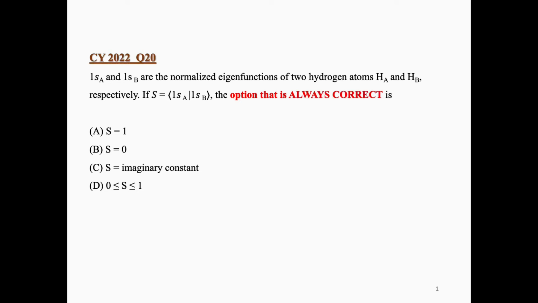In this video, we will be discussing question number 20 from Chemistry GATE Exam 2022. The question is, 1sa and 1sb are the normalized eigenfunctions of two hydrogen atoms Ha and Hb respectively. If S equals the bracket ⟨1sa|1sb⟩, the option that is always correct is: S equal to 1, S equal to 0, S equal to an imaginary constant, or S lies between 0 and 1, including 0 and 1. So let's see how to solve this problem.